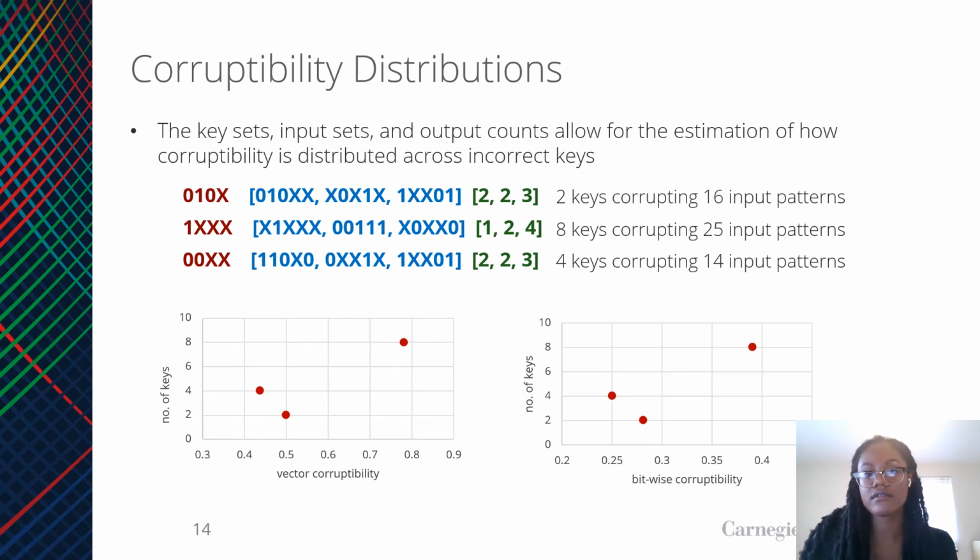And additionally, using the number of mismatching outputs, we can plot the bitwise corruptibility, where the x-axis now shows what the bitwise corruptibility is for each group of keys. And so using this data, a designer can extract important information on the locks, such as the minimum corruptibility, maximum corruptibility, and the most frequently occurring corruptibility.